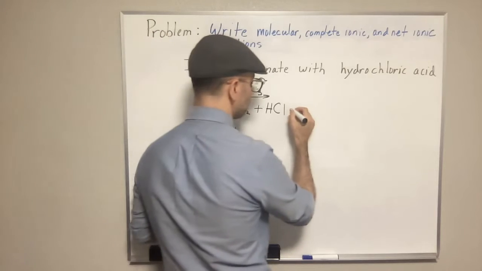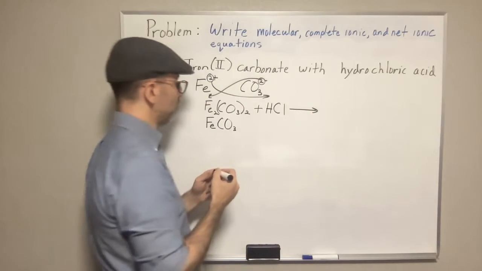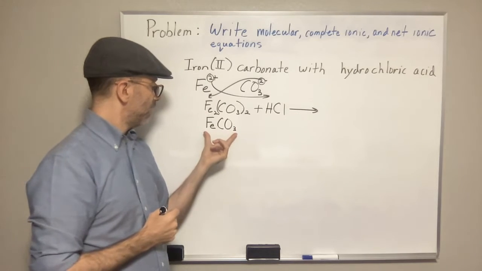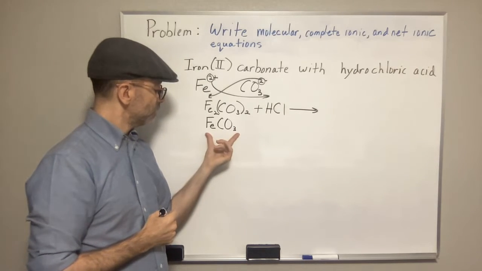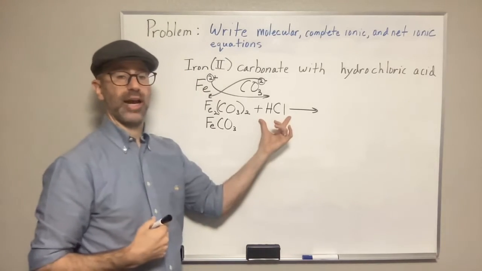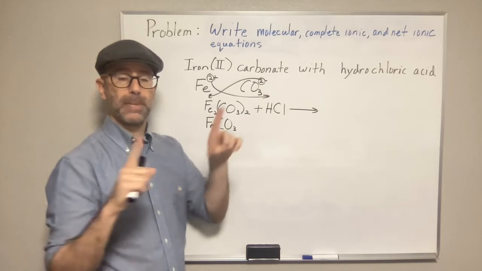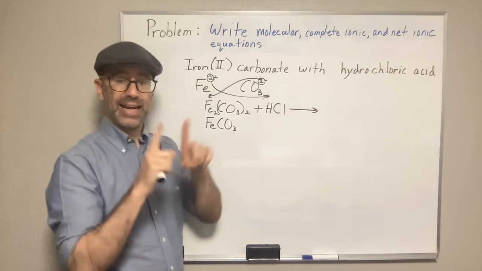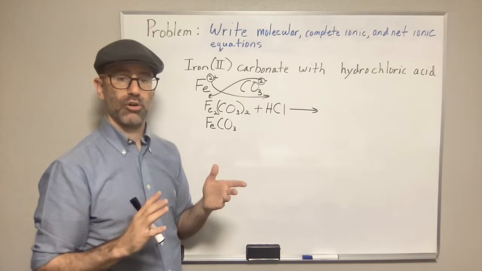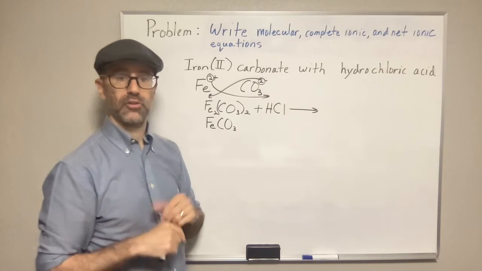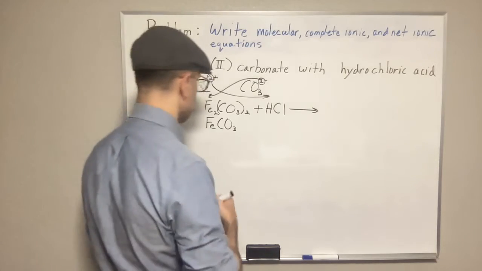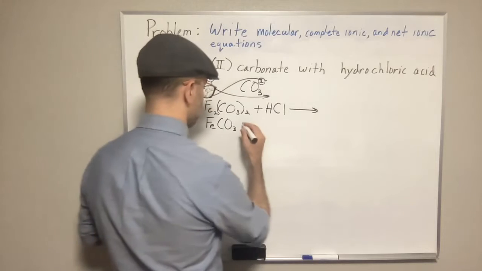So here, the way we're going to predict the products is we can see here we have an ionic substance, and we have an acid. Now the acid here is a strong acid, and acids in general will break apart into ions. They'll ionize in water. So they're kind of behaving like ionic substances, even though acids are not ionic substances. They're molecular substances that will ionize. So here, I'm going to put this down here.